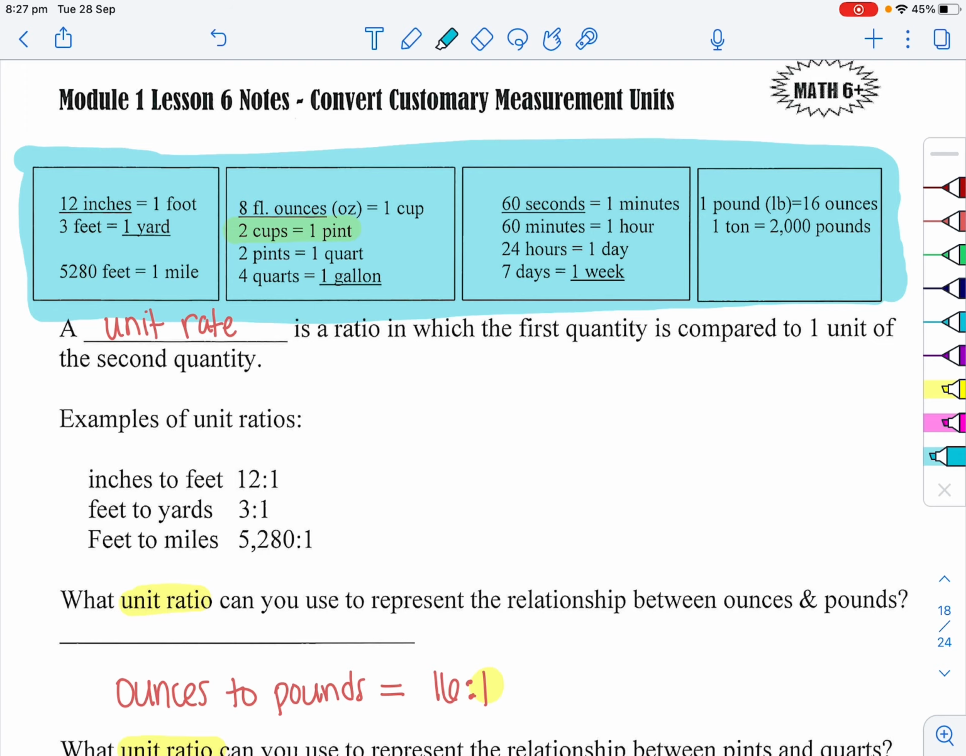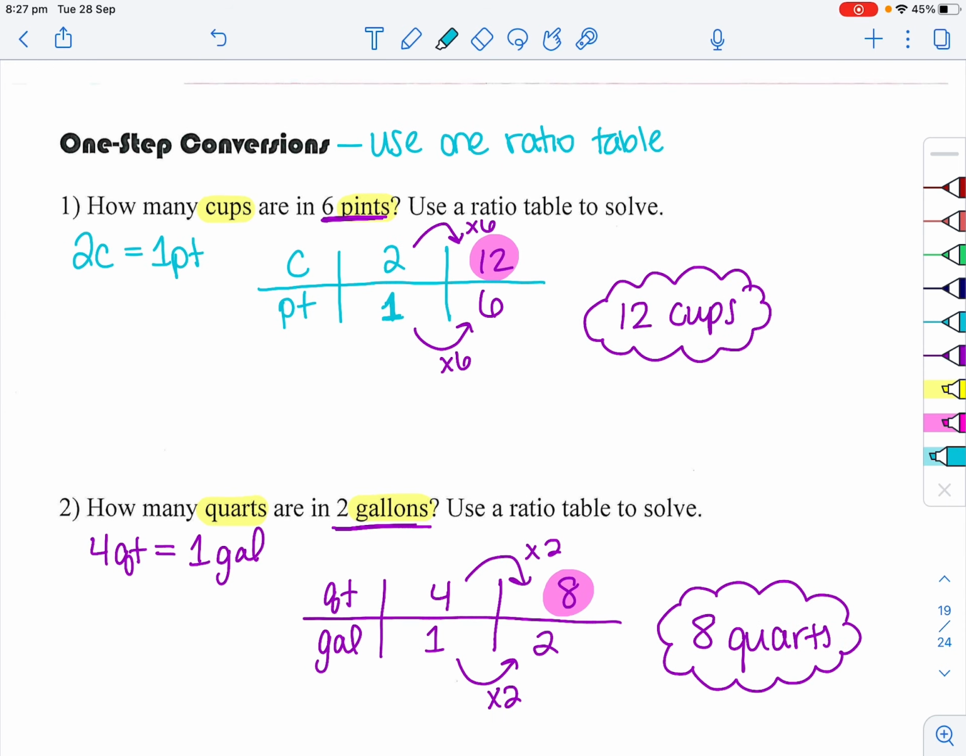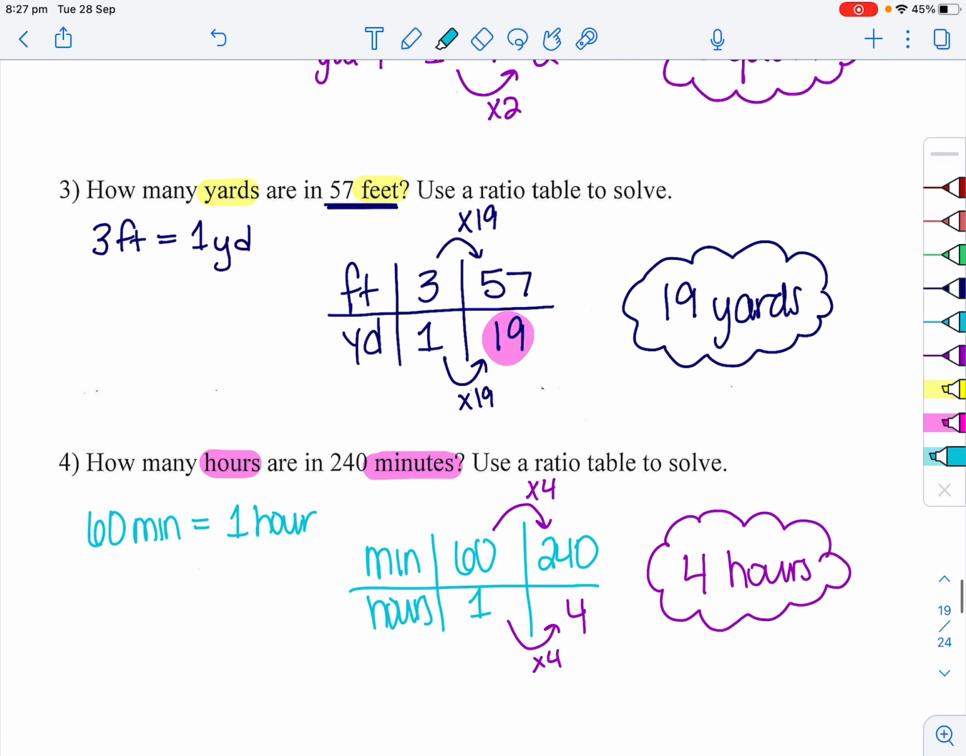The most important thing in dimensional analysis is that you are connecting the 2 appropriate units together. So cups and pints, quarts and gallons, pints and quarts. We did not do any ounces and pounds or tons. So just making sure that you're associating the correct units with each other in that unit ratio. So 1 unit compared to 1 of another unit. And then as you put them in your ratio table, making sure that you're lining up the units correctly.